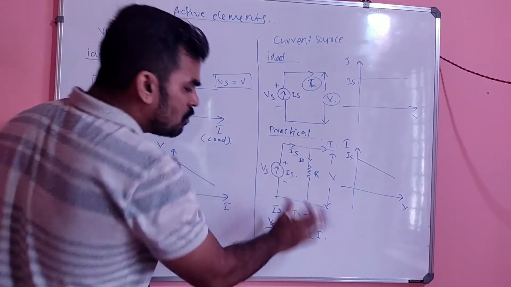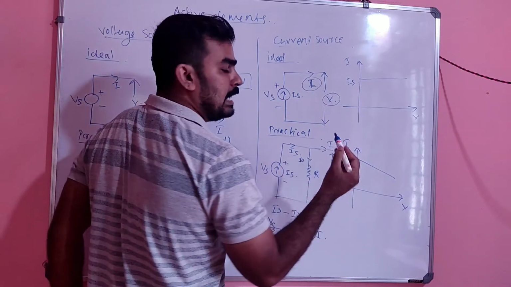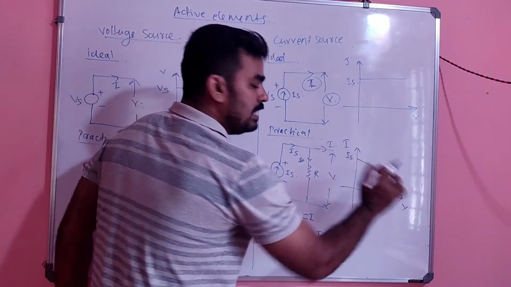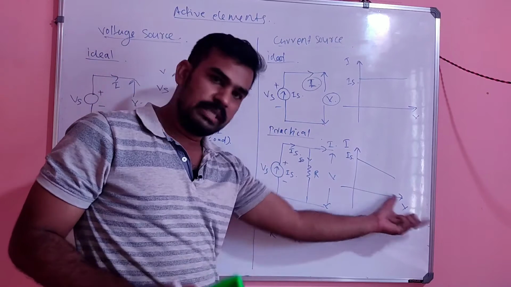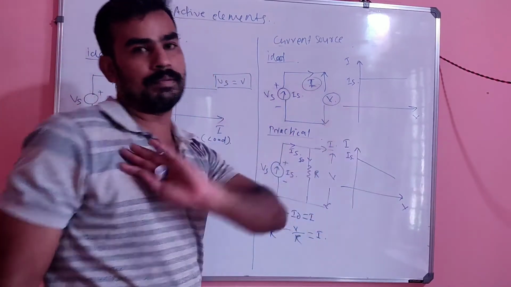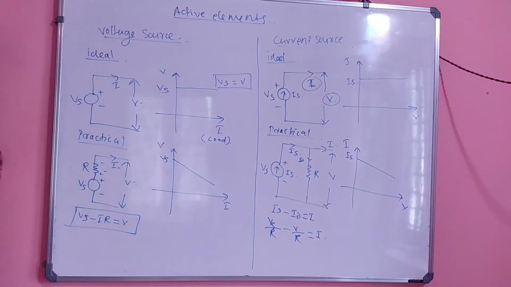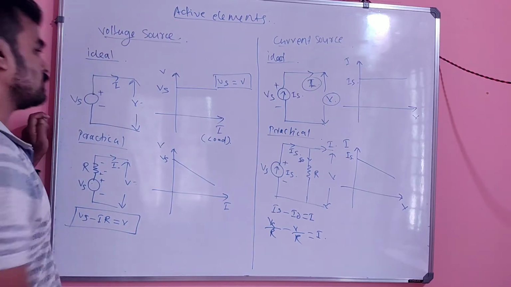You need not write all this equation, but you have to know this simply. Practical current source means the current is not at all a constant value, it is deviating. That means whenever we increase the voltage, the current starts dropping. That is the case here. Clear? So this is the concept of the active voltage source and current source.